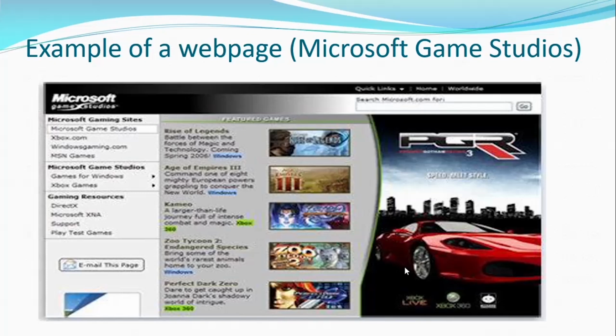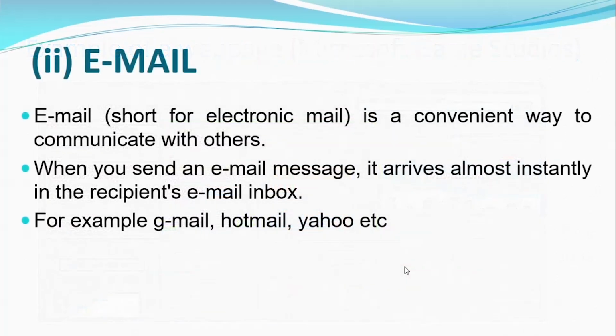2. Email. Email, short for electronic mail, is a convenient way to communicate with others. When you send an email message, it arrives almost instantly in the recipient's email inbox. You can send email to many people simultaneously, and you can save, print, and forward email to others. You can send almost any type of file in an email message, including documents, pictures, and music files. And with email, you don't need a postage stamp.